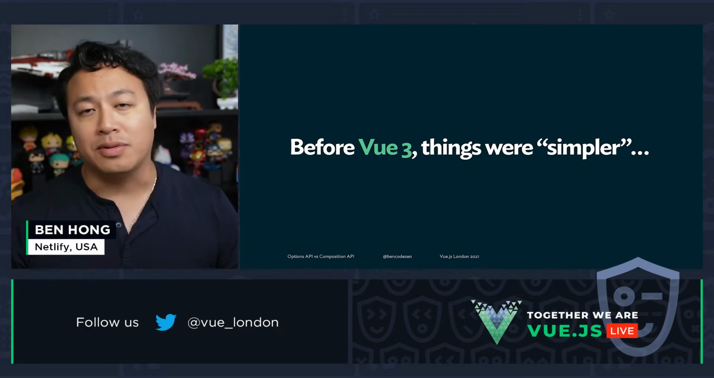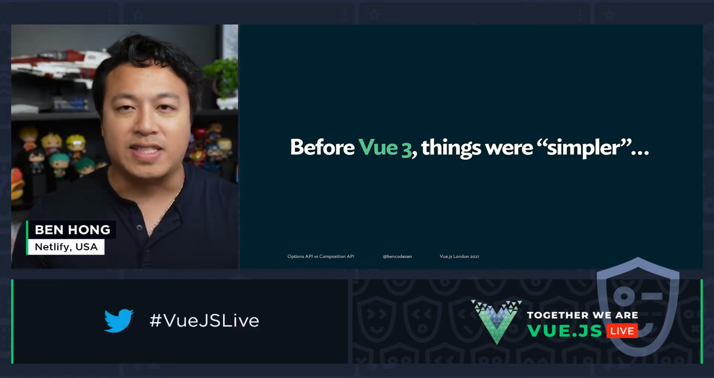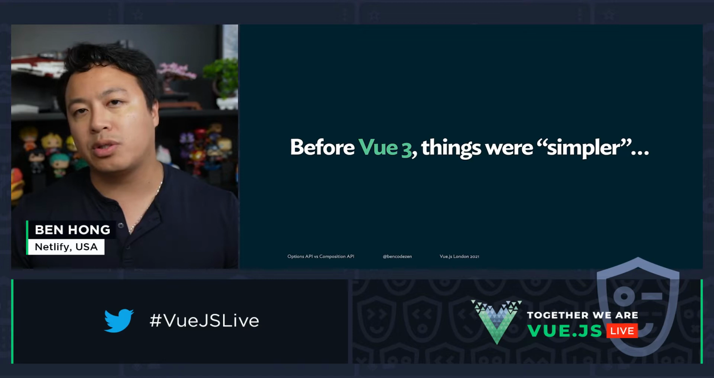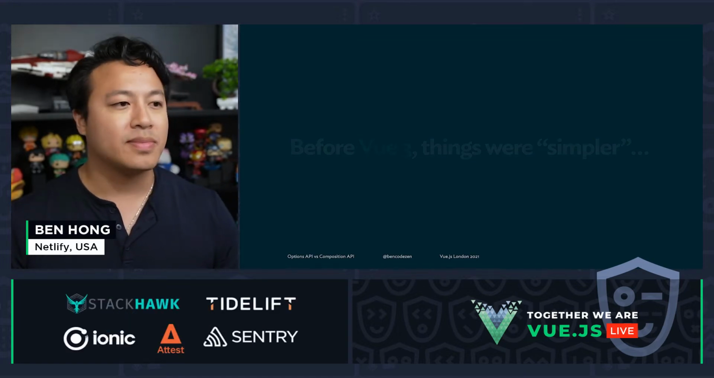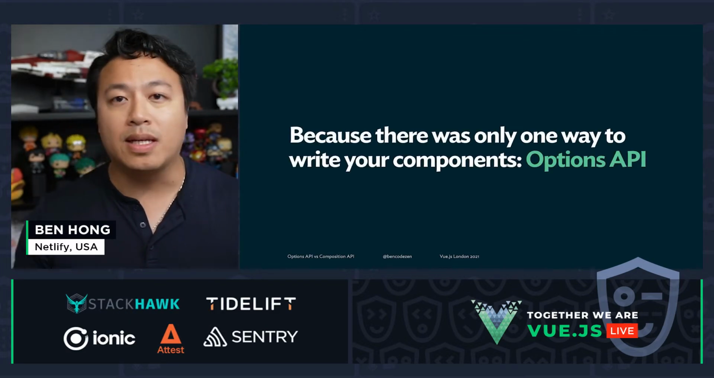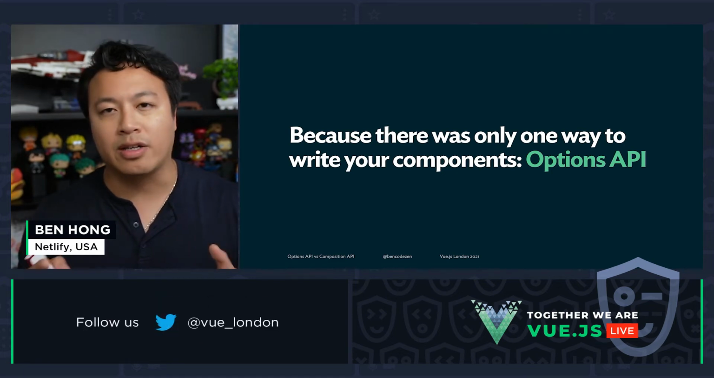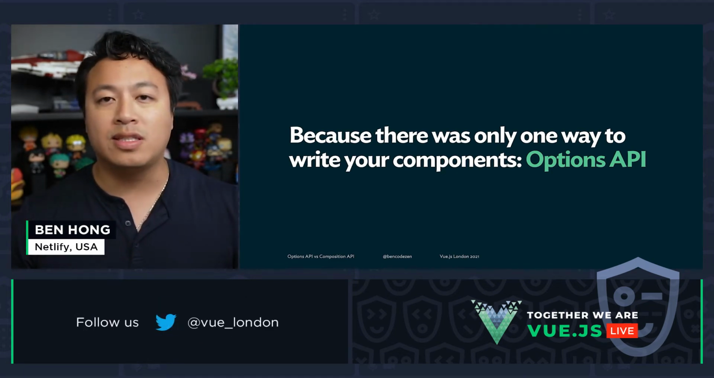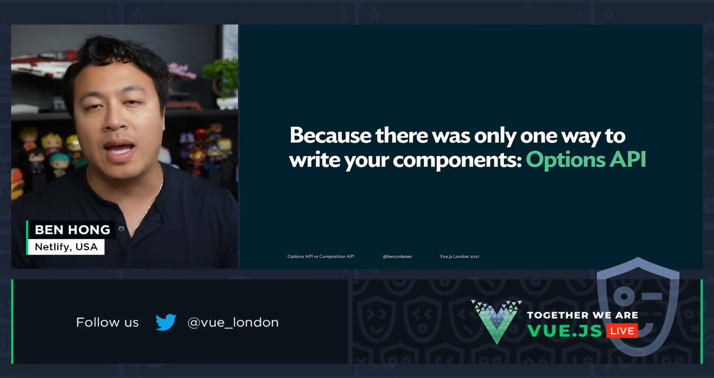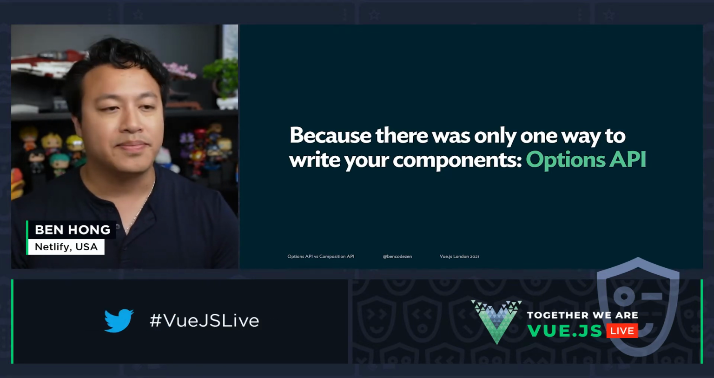All right, so to kick things off, let's face it, before Vue 3, things were simpler. Simpler how so? Well, because there was only one way to write our components. In other words, this is what we have basically come to know as the Options API.